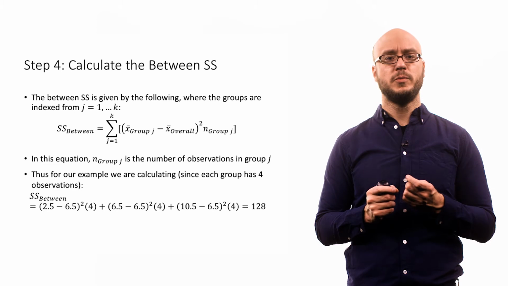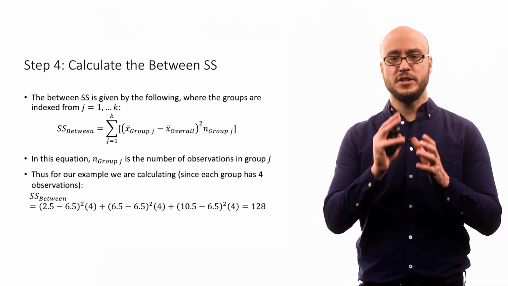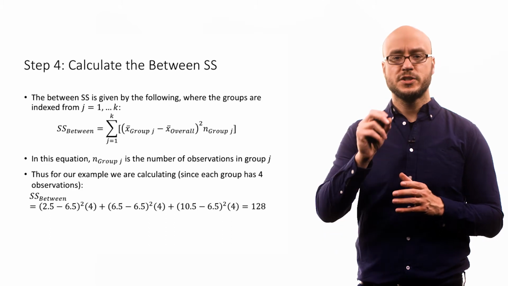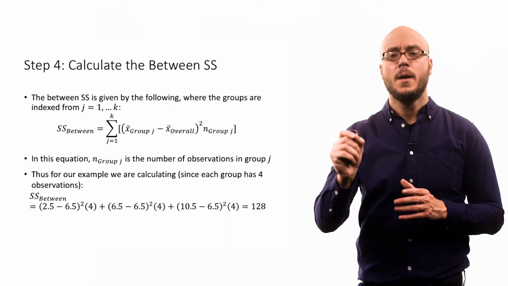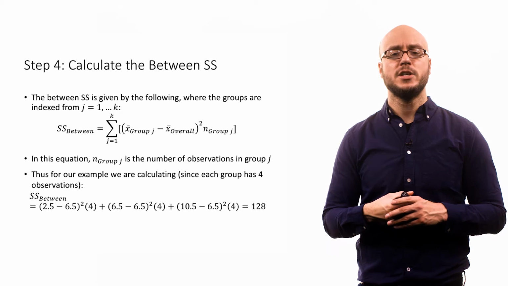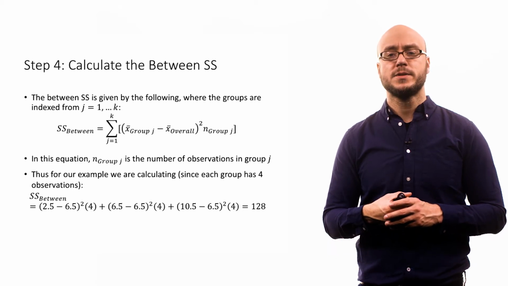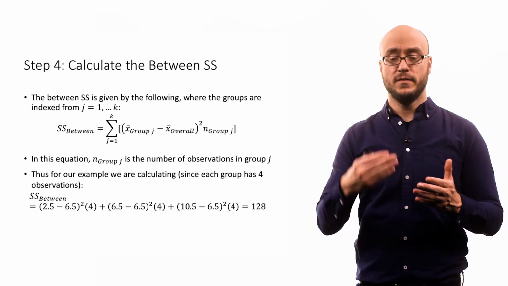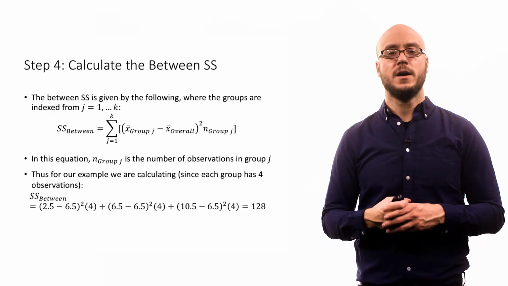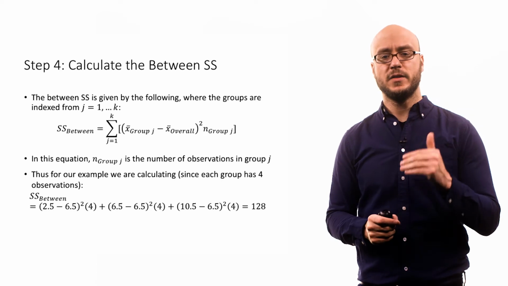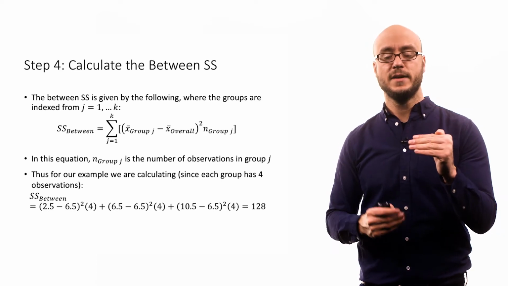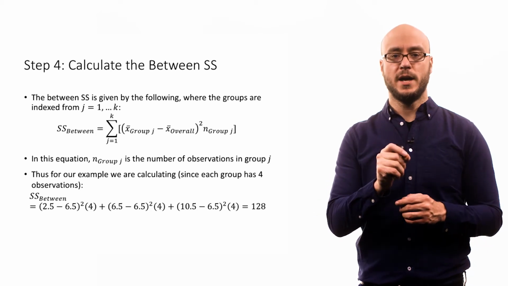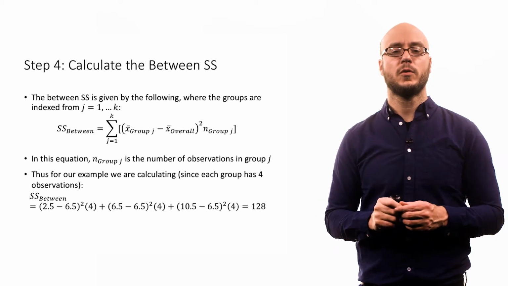So when we calculate the between sum of squares, we just take these 3 group means, see how different they are from the overall mean, square it so it's positive, and then weight by the number of observations for each of those groups to take into account the fact that our sample size really consists of all these 12 different observations. So we take the mean of group 1, 2.5, subtract out the overall mean of 6.5, square it, and multiply by 4, the sample size for group 1.